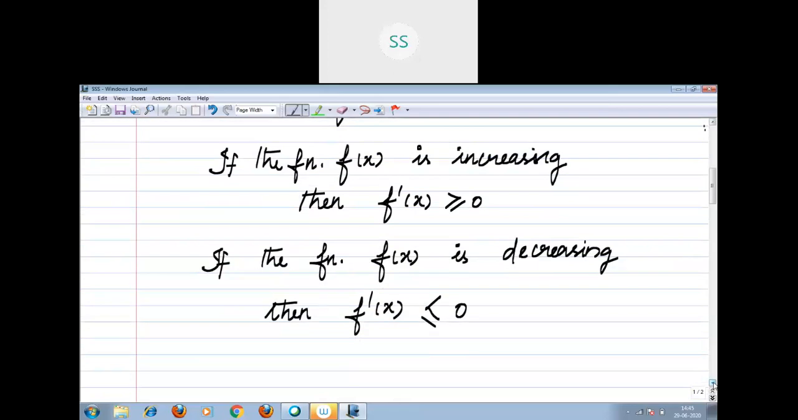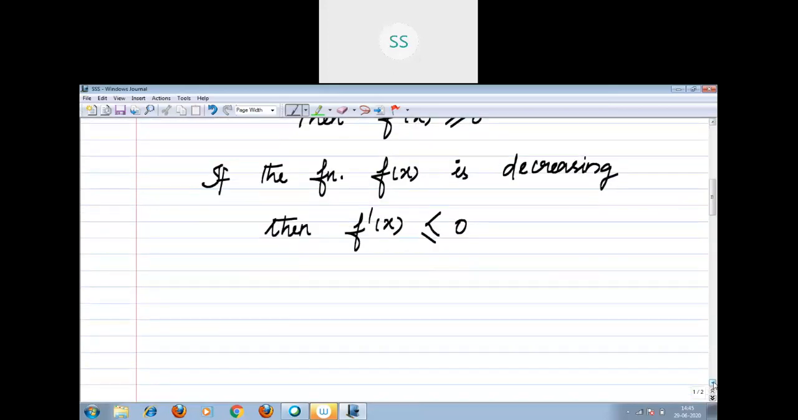Next, I will give one simple example. Suppose the function is given as 2x. Check whether the function is increasing, strictly increasing or decreasing. For that purpose, what do you want to find? The next step is the derivative, f dash of x. When you differentiate, what you will get? 2. See, x belongs to R.